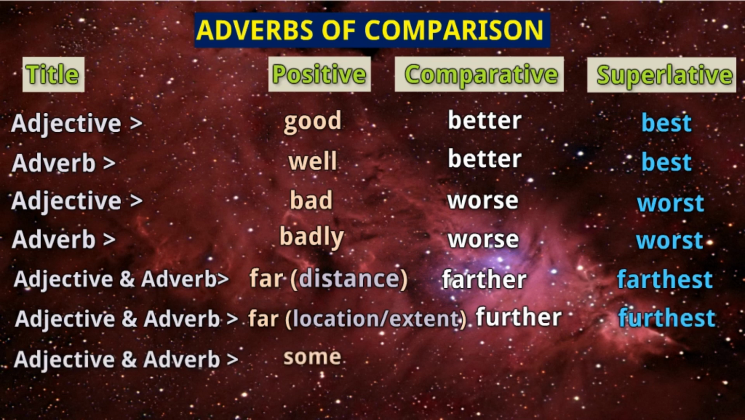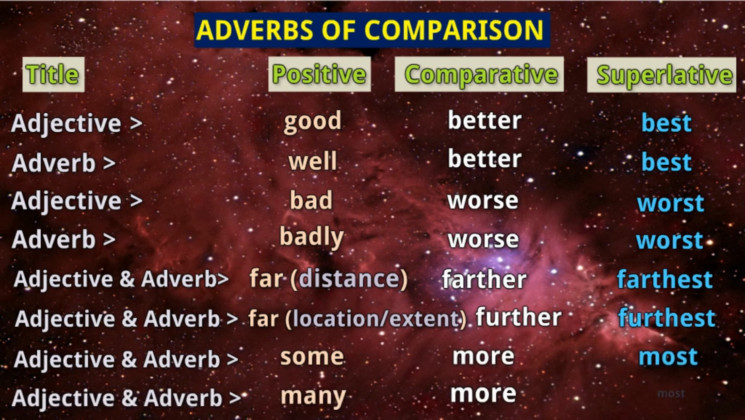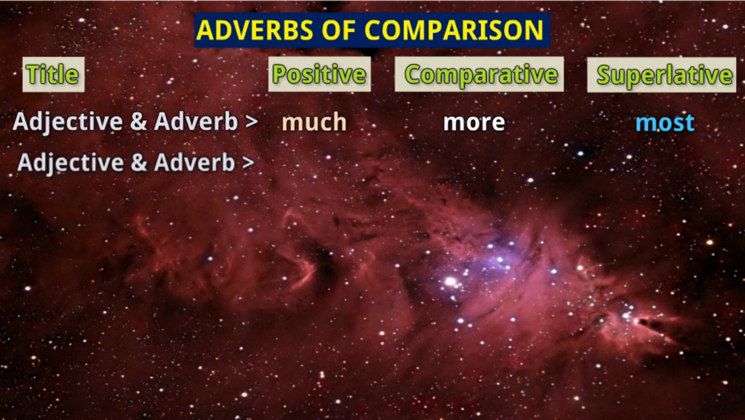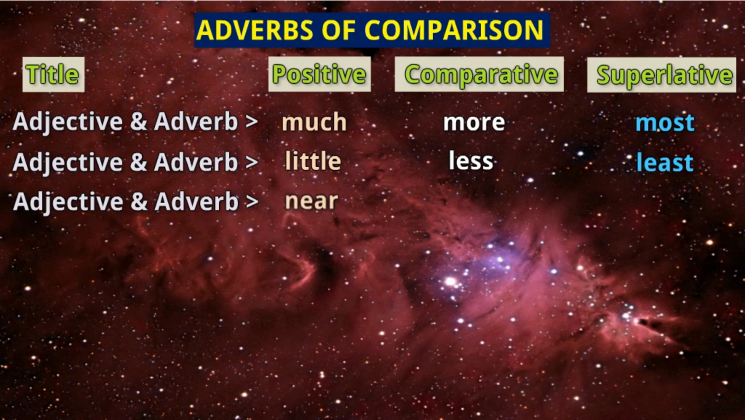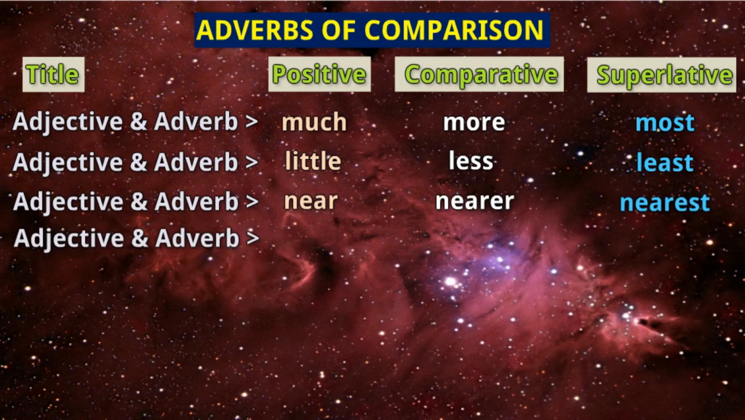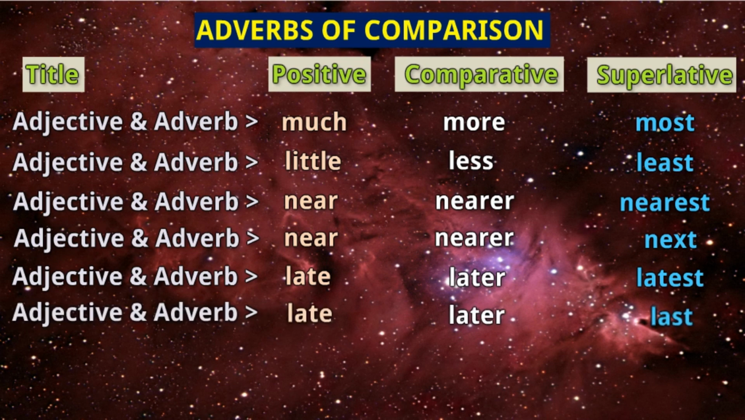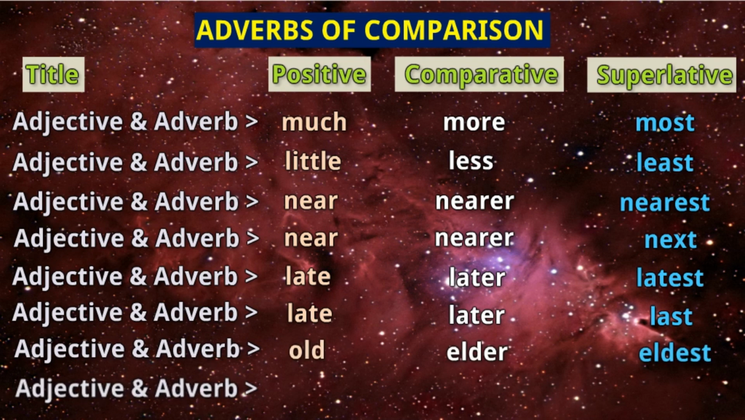Adjective and adverb: some, more, most. Adjective and adverb: many, more, most. Adjective and adverb: much, more, most. Adjective and adverb: little, less, least. Adjective: near, nearer, nearest. Adverb: near, nearer, next. Adjective and adverb: late, later, latest. Adjective and adverb: late, later, last. Adjective: old, elder, oldest. Adjective and adverb: old, older, oldest.